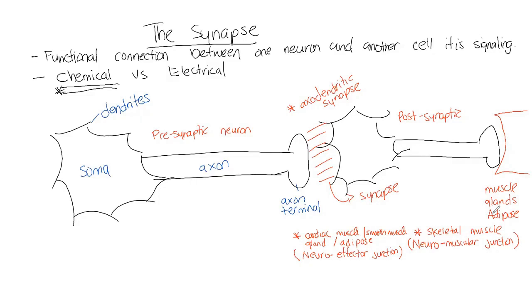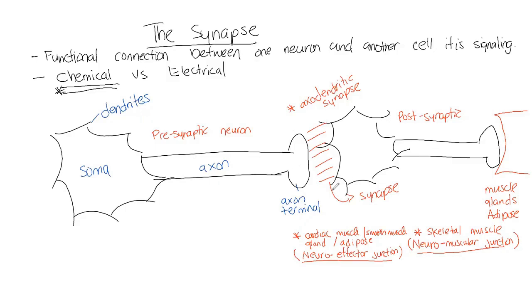So these are the various options that we have for a different type of cell if it's not two neurons signaling each other. If it's a muscle, gland, or adipose, the junction is named differently. If it's skeletal muscle, it's called the neuromuscular junction. If it's any of the others, it's called the neuroeffector junction. Okay, and so this is essentially what a synapse is, that area of functional connection.